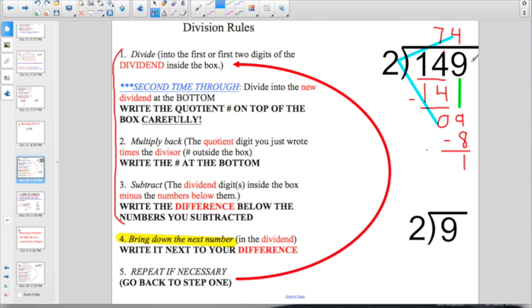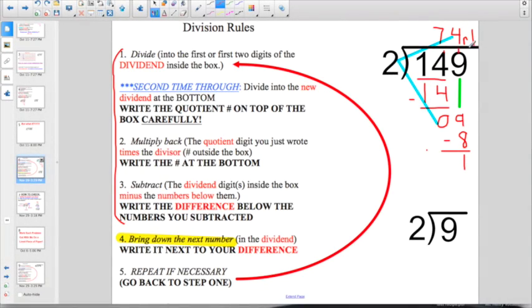But let's take a look at step 4. Bring down the next number. Hey, is there a next number to bring down? No, I have a quotient of 4 on top of my 9. I'm all out of numbers to bring down. So what do I do with the 1 sitting at the bottom? Remainder 1.